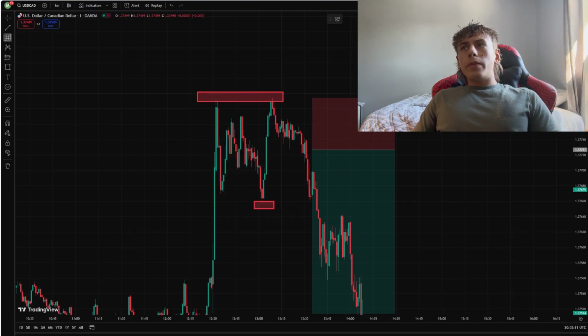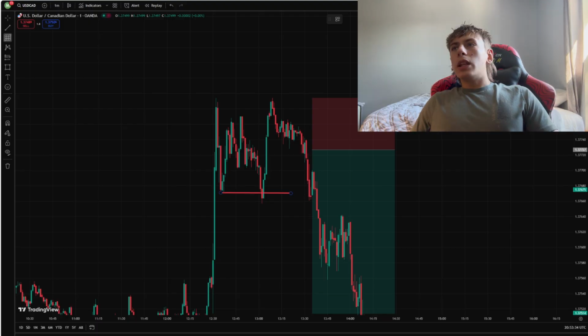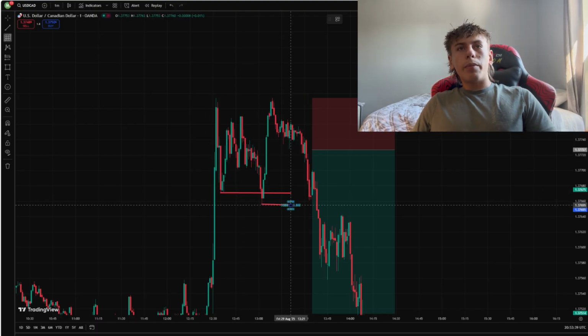Number 2, and this one is a little bit more interesting to explain. There's multiple different confluences, and the weird thing is they don't always have to go to the side that you want them to. That makes sense. So let me explain why I marked out this liquidity sweep right here.